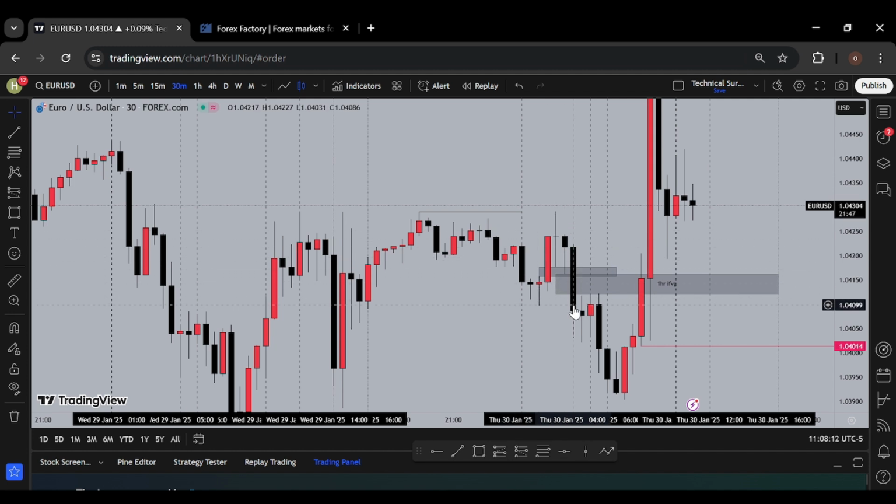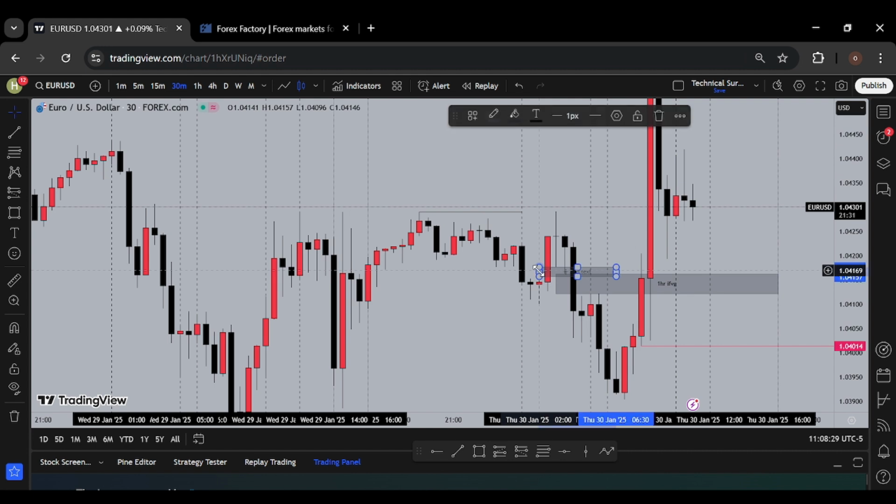Now when this actually occurred, it sets the stage for a bearish move. Now when it sets the stage for a bearish move, where should be our target? Where should be our low hanging fruit?